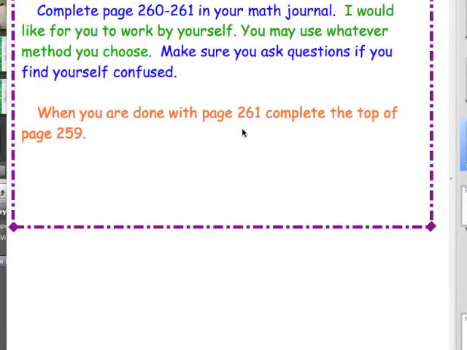Alright, for your assignment today, you're going to complete page 260 and 261 in your math journal. I would like for you to work by yourself. You may use whatever method you choose. Make sure you ask questions if you find yourself confused, or go back into the video and watch some of the other methods. When you're done with page 261, complete the top of page 259. Work hard today.